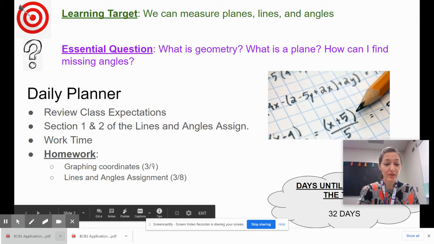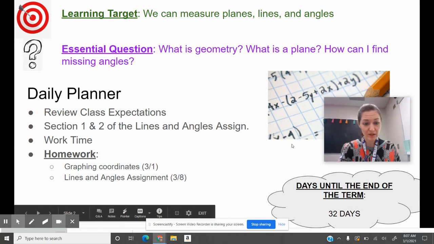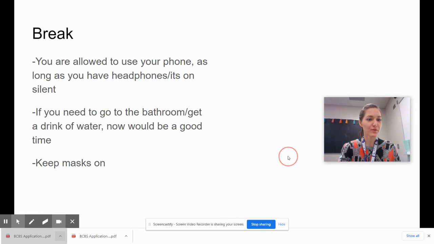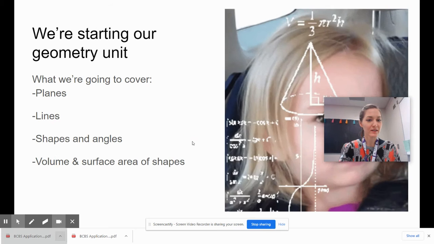All right, and just a reminder that the graphing coordinates assignment from last week is due today, and the lines and angles assignment will be due a week from today, March 8th. And you guys have, I think, actually 31 more days left until the end of the term. Okay, so this is all for people in class.